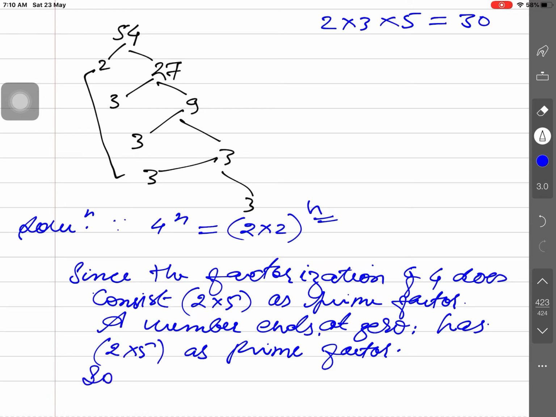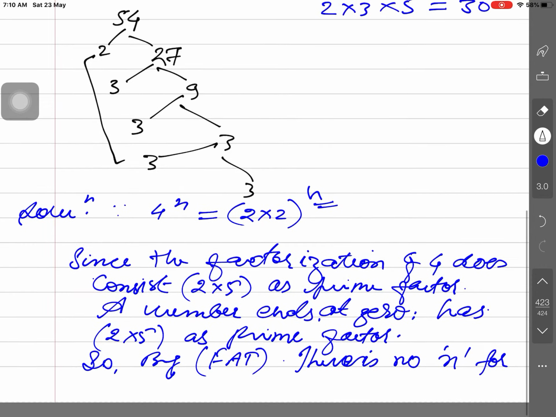So you can write here, by the Fundamental Theorem of Arithmetic, there is no n for which 4 raised to the power n ends at 0.